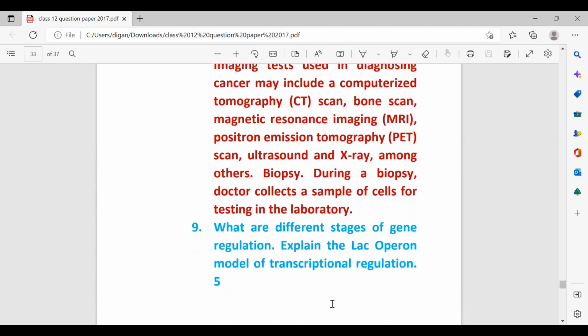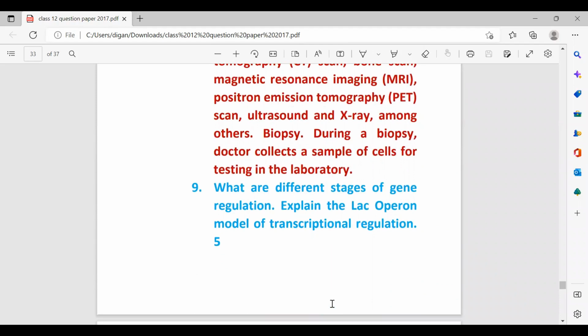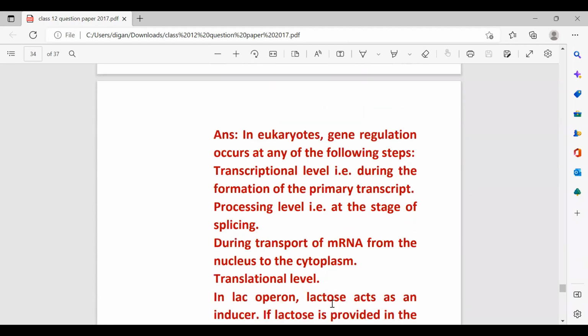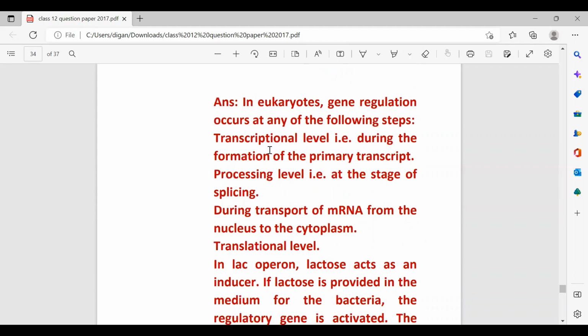Next, what are the different stages of gene regulation? Explain the lac operon model of transcriptional regulation. So in eukaryotes, gene regulation occurs at any of the following steps: transcriptional level, that is during the formation of primary transcript; processing level, that is at the stage of splicing; during transport of mRNA from the nucleus to the cytoplasm; and translation level.